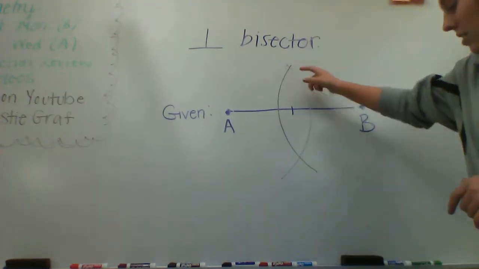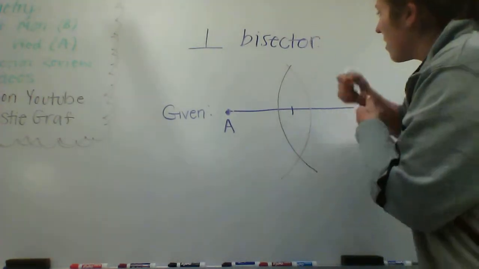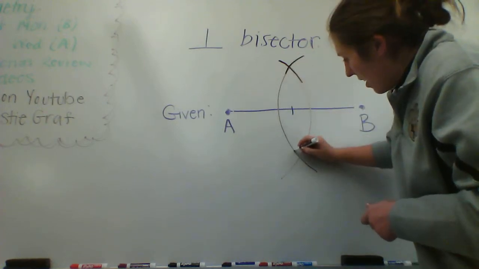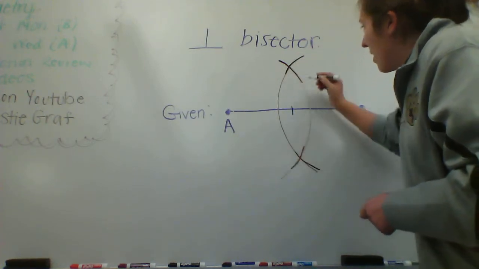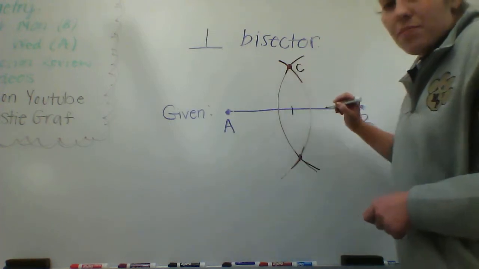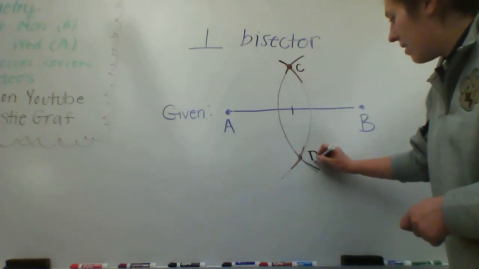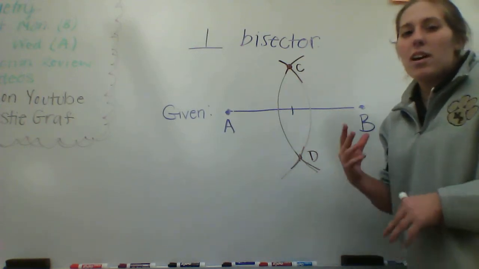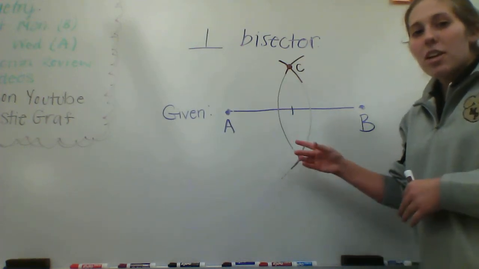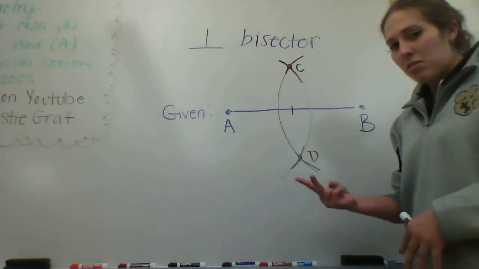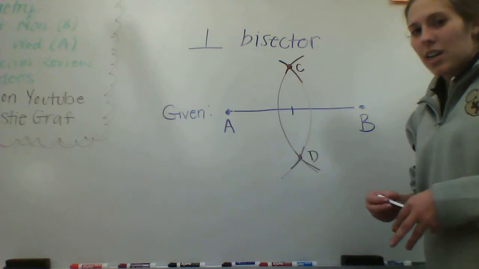So now they intersect at two points. So I'll make them clear. They intersect up here, and they intersect down here. They intersect at a point here and a point here. So I'm going to label those C and D. Okay? This only has two semicircles. So in recognizing this just by picture, you should just look for two semicircles that intersect. And remember, bisect means two, so there should be two semicircles intersecting.